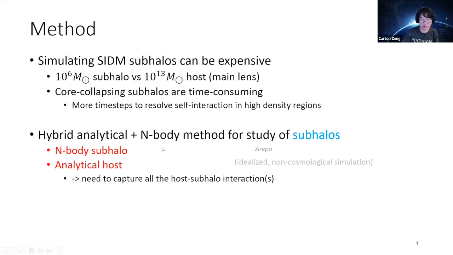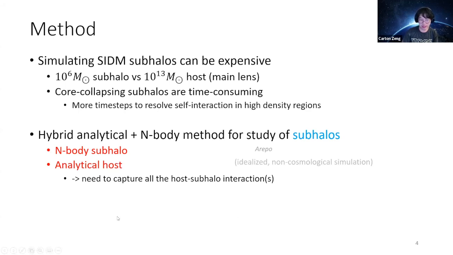By hybrid, we mean that we track the evolution of subhalos with N-body particles for high fidelity, while we replace the host halo with an analytical treatment so that we don't need to waste our computational power there. You see that we're doing idealized simulations here, with an isolated host in a non-cosmological context, and we inject subhalos into it and study their evolution over time. And we're using RAPHAEL as our simulation code.